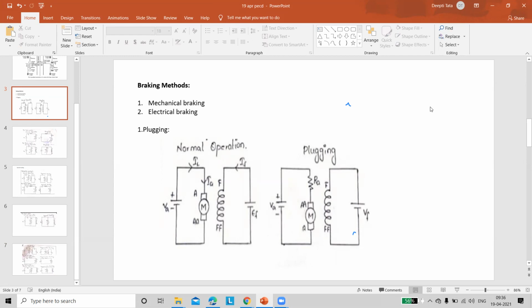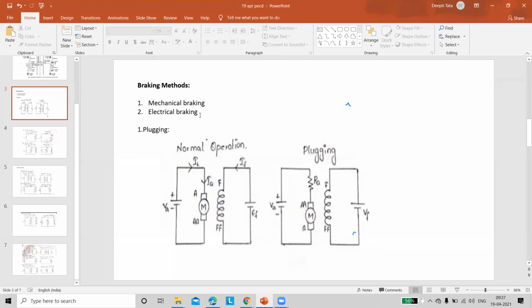I am just giving the outlines. I am not going to discuss all the matter which is explained here. And whenever you are going for electrical braking, there are three major braking techniques. One is plugging, the second one is dynamic braking, and the third one is regenerative braking.